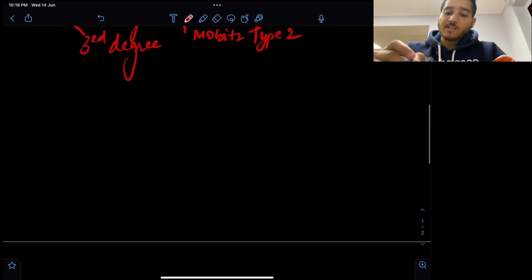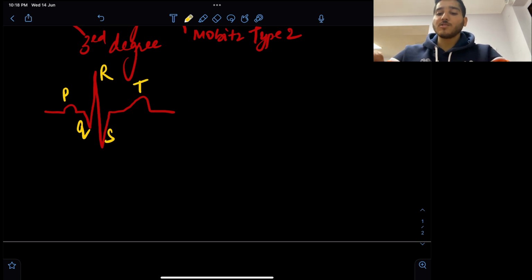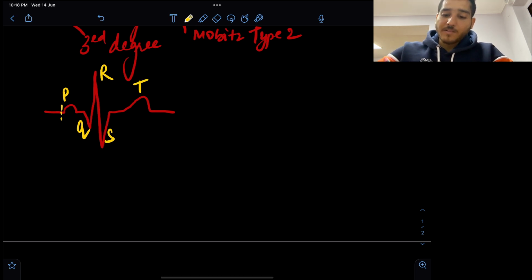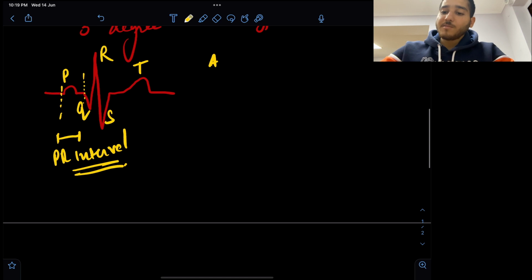Okay. So firstly, I'm drawing the normal ECG. This is P, Q, R, S, and this is T. So this is normal. From the start of the P wave till the start of the R wave, we call it the PR interval. Right, PR interval. So what happens in AV block is there's PR prolongation.